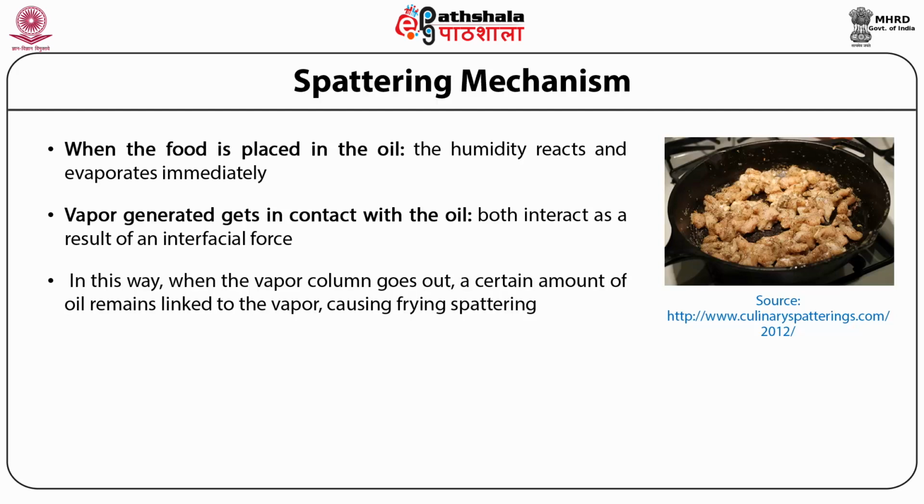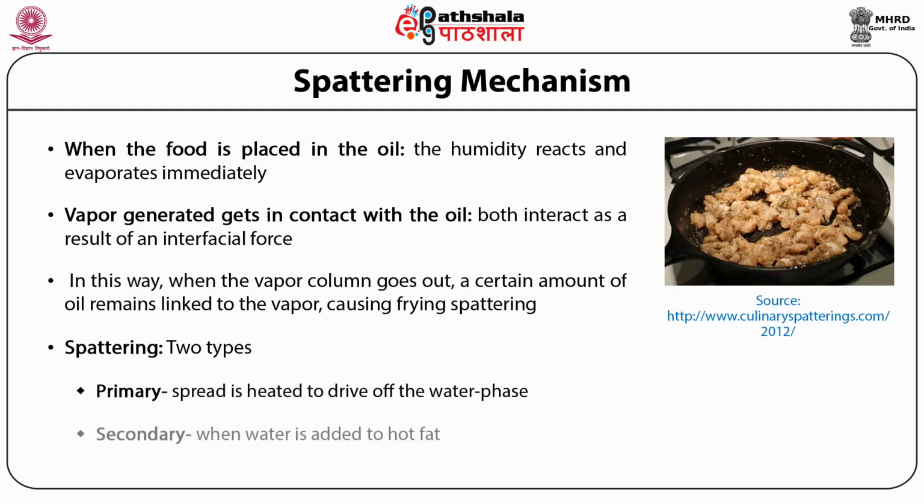This causes frying spattering. Again, this spattering can be classified into two types. One is primary spattering and the second is secondary spattering. Primary spattering occurs when spread is heated to drive off the water phase, while secondary spattering occurs when water is added to the hot fat. So removal of moisture from the fat source itself is a primary spattering mechanism, as for example if you heat butter, spread, or margarine, while when the fat or 100% oil comes in contact with water and they are heated, it is secondary spattering.